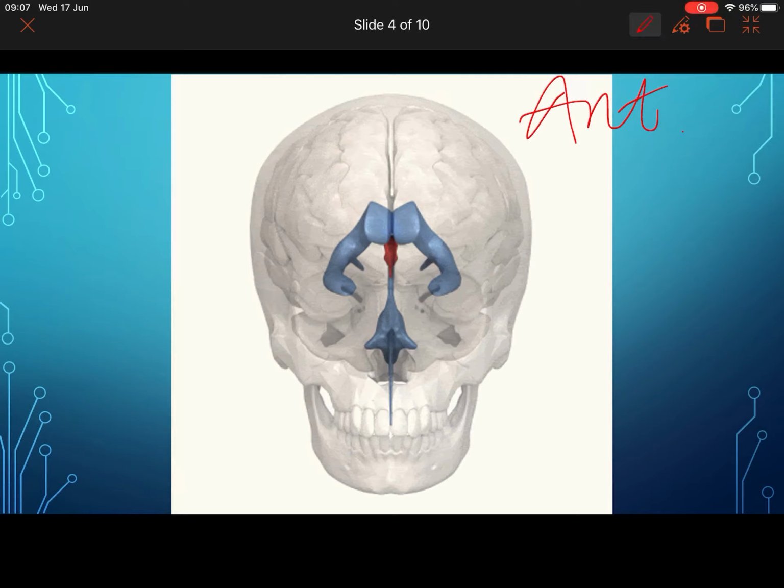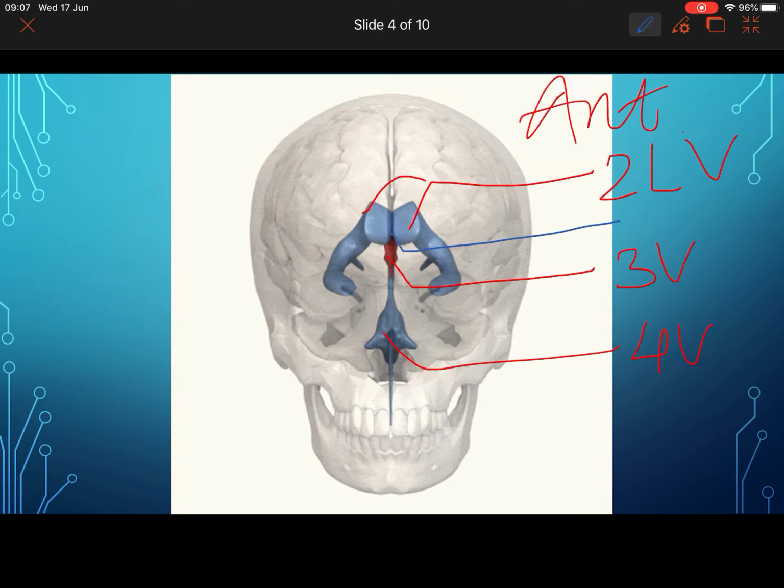So let's see. These are the two lateral ventricles. This over here in red is the third ventricle. This over here is the fourth ventricle. Now let's see the interconnections which are present between them. Foramen of Monro is not very clear since it's the anterior view. So it's somewhere over here. So this is the foramen of Monro. This is the cerebral aqueduct or the duct of Sylvius. And this is the central canal which continues down as the spinal cord.